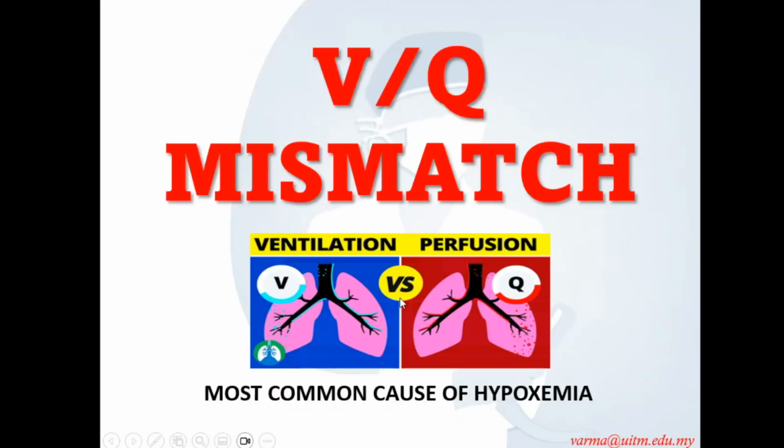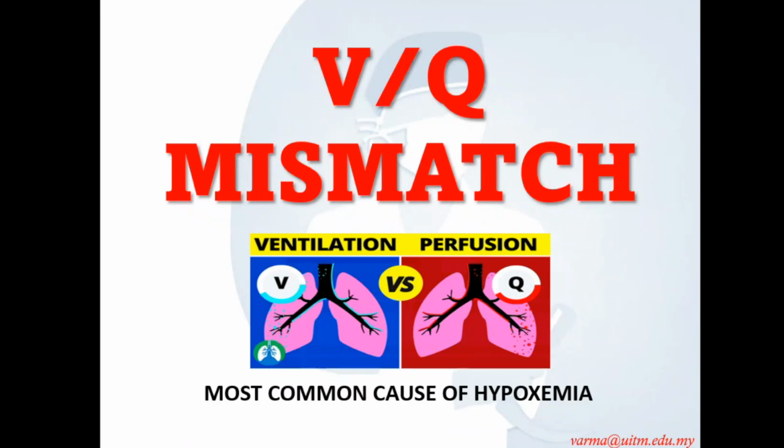Next, we come to the concept of VQ mismatch. We have already talked about VQ mismatch involving shunt and also dead space ventilation, where shunt and dead space can be the extreme degrees of VQ mismatch. But what we're going to talk about in VQ mismatch here is what the values in between these two are. We are not talking about the extremes of shunt and dead space. We are talking about what is in between.